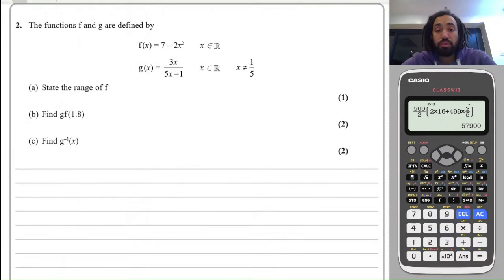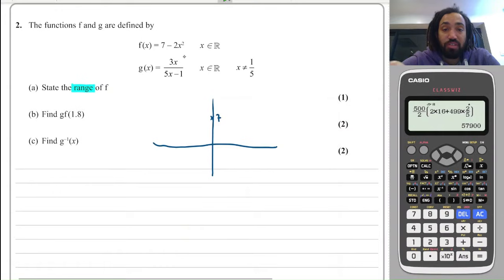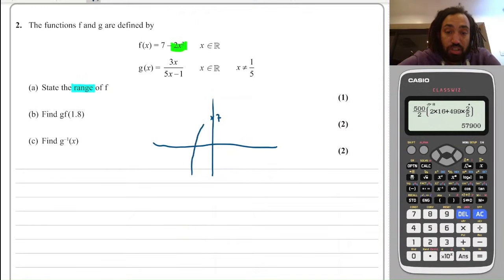Okay, question 2 is a functions question. Now, the range of a function is always quite difficult to work out. Most students struggle with this because each function is different, and the best way to ascertain what the range is really is to draw a quick sketch. If you've got a graphical calculator, then that makes it a lot easier, but this one should be fairly straightforward because we've got 7 as the intercept. It's going to be a negative x squared, so we're going to get this type of shape.